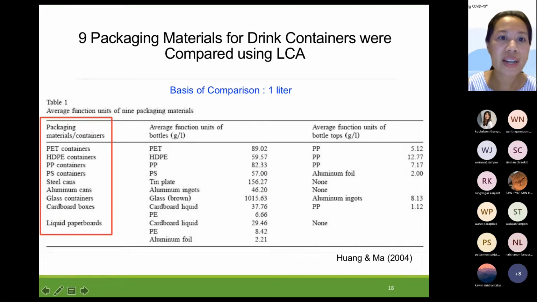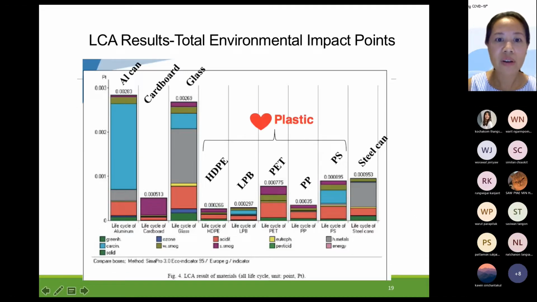And also this example: drink packaging materials were compared using LCA. If you want to compare, as I said, you have to compare in the same unit. For example, the basis of the comparison is 1 liter, with different kinds of packaging: plastic, steel can, aluminum can, glass bottle, box, and also liquid paperboard. After that, this shows the LCA results of these products, right? If you look at the LCA from cradle to grave, you can see maybe you will love the plastic, right?